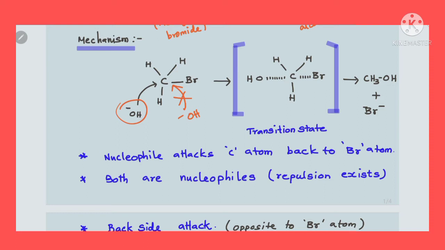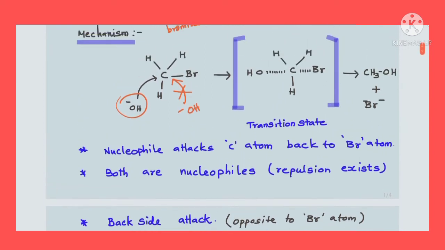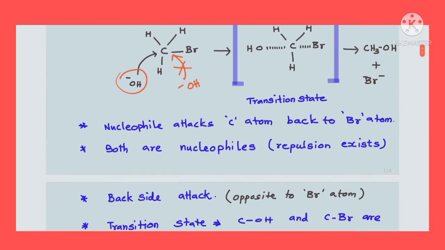Okay, the reason is here Br minus and OH minus both are nucleophiles. Nucleophiles are nothing but electron rich species, isn't it? So when two nucleophiles approach each other, when they come nearer, due to electron rich nature, they will repel each other. That is the reason why the OH minus nucleophile attacks the carbon atom from the backside of the bromine atom, so as to reduce the repulsion. This type of attack is called backside attack, that is attack of carbon by the nucleophile opposite to the bromine atom.